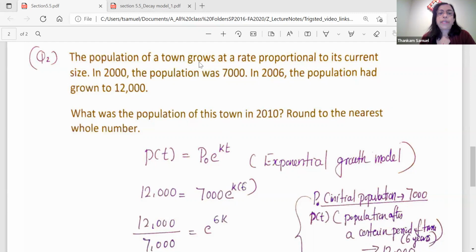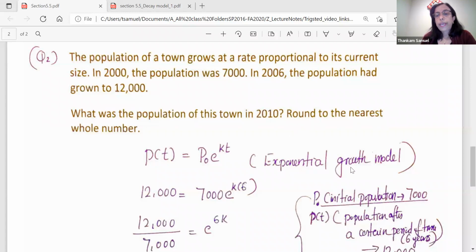The population of a town grows at a rate proportional to its current size. In 2000, the population was 7,000. In 2006, the population had grown to 12,000. So the question is, what was the population of this town in 2010? Round to the nearest whole number.